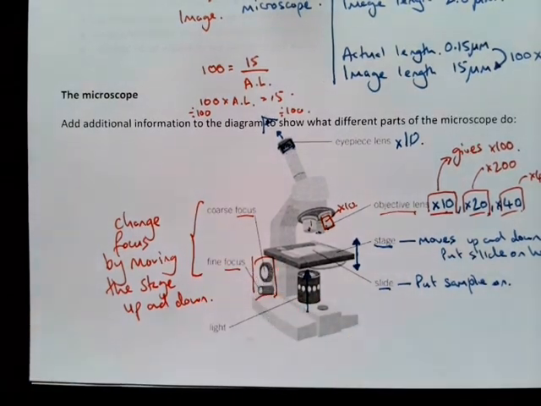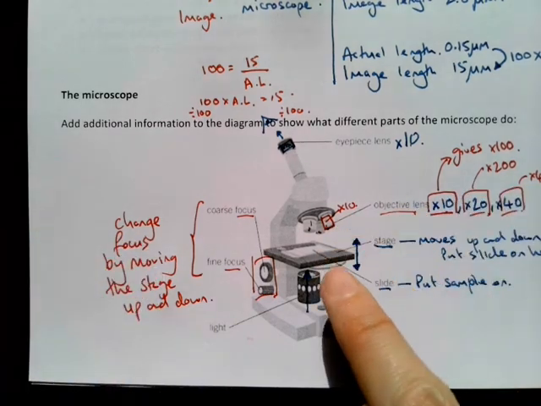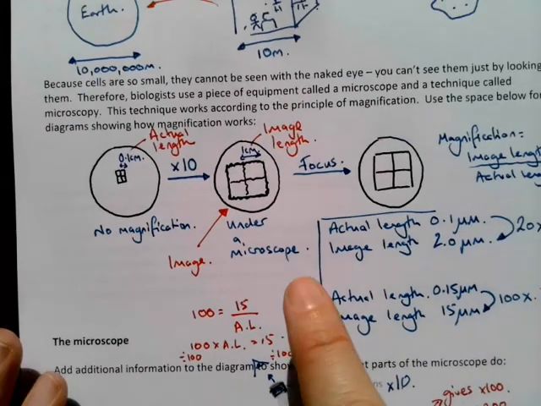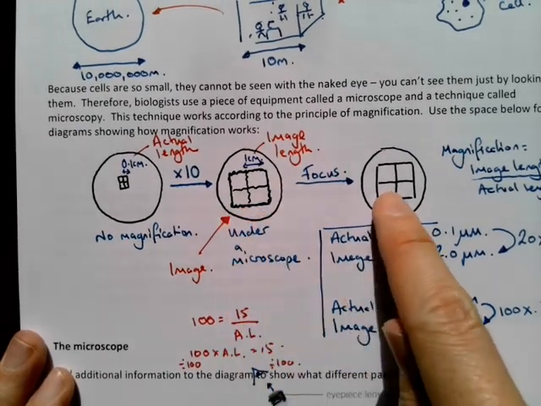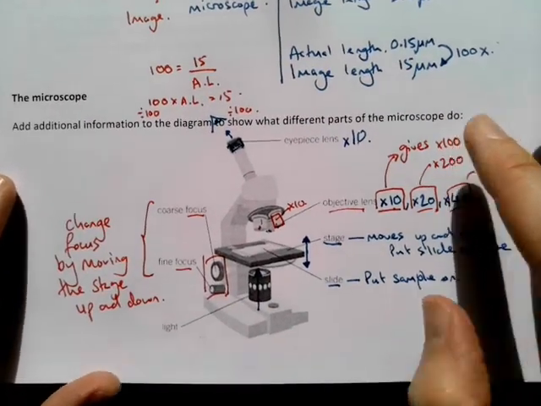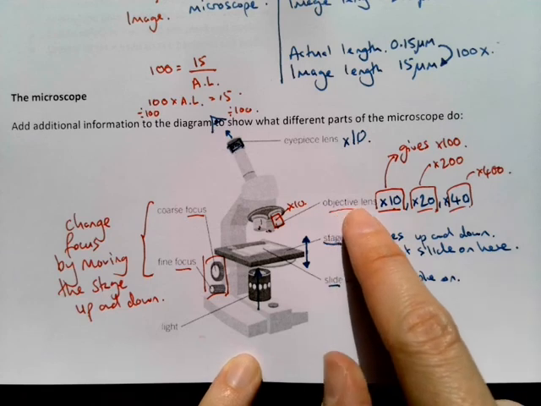So you might be turning these knobs and it will move the stage up and down, but you're not making the image any bigger or smaller. All you're doing is making it turn from this fuzzy image into this clear image. But you can see the size hasn't changed. If you want to change the size, you need to switch to a different objective lens.